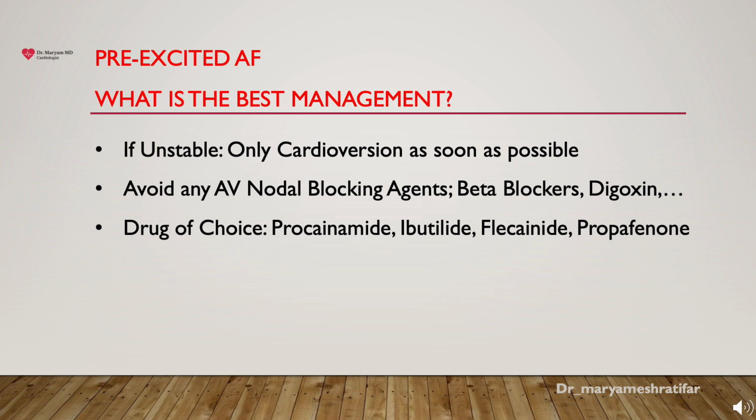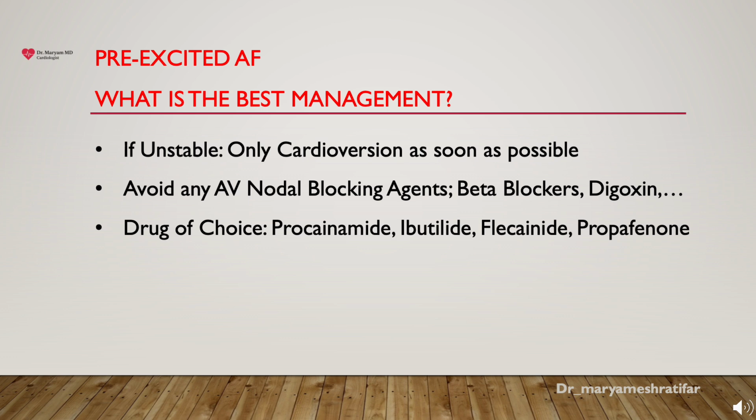Now, let's discuss the management. The first and most important question in any arrhythmia is: is the patient stable or unstable? Signs of hemodynamic instability include hypotension, chest pain, pulmonary edema, and altered perfusion or mental status. If the patient is hemodynamically unstable, the treatment is immediate electrical cardioversion. If the patient is stable, pharmacologic therapy may be considered.